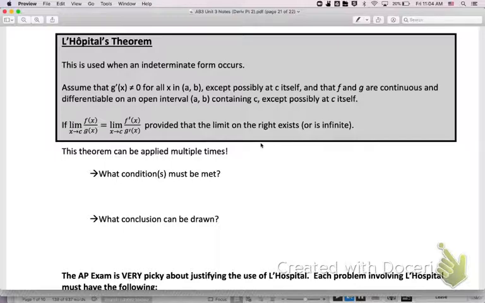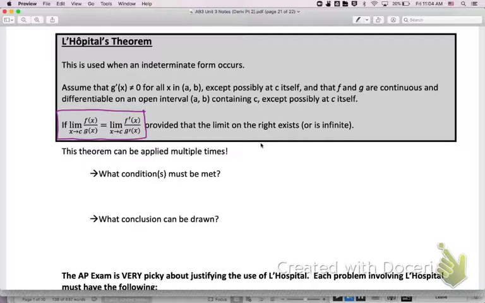So this is what L'Hopital's theorem says. If you obtain an indeterminate form, the limit as x approaches c of f of x over g of x is going to be equal to the limit as x approaches c of f prime of x over g prime of x. Notice we're not using the quotient rule here. We're not taking the derivative of f over g. We're taking the derivative of f divided by the derivative of g. 2 derivatives separately, okay? This is only going to work if the original limit is going to exist, but that's how we're going to come up with this. And this theorem can be applied multiple times.